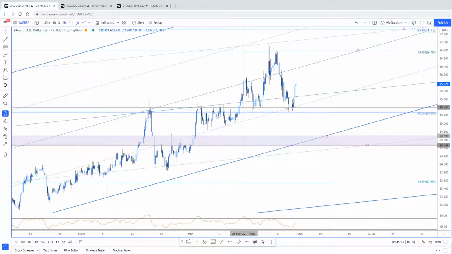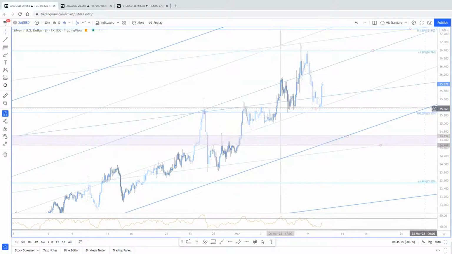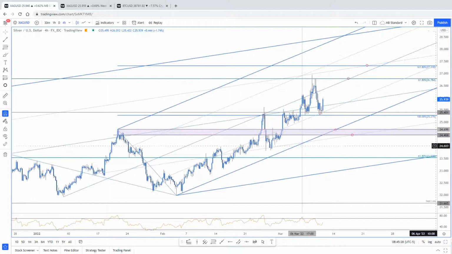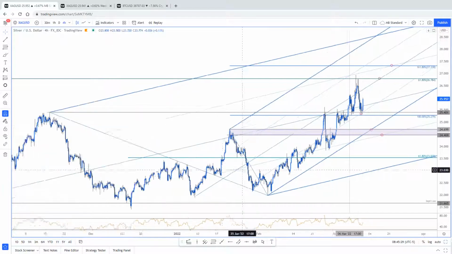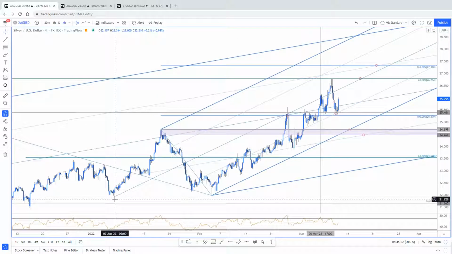Here's what it looks like on the intraday chart. Within the confines of that pitchfork that I showed you on the daily, there's this embedded one. This is just off of this year's lows. It shows that we just turned ahead of the 75% parallel. Here's the 25% parallel support, further highlighting 25.27 as support.